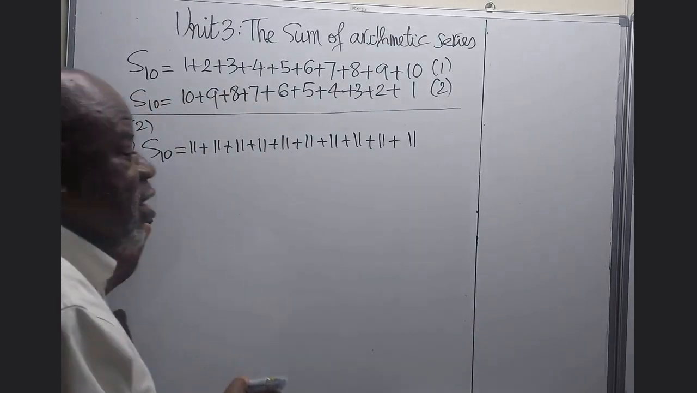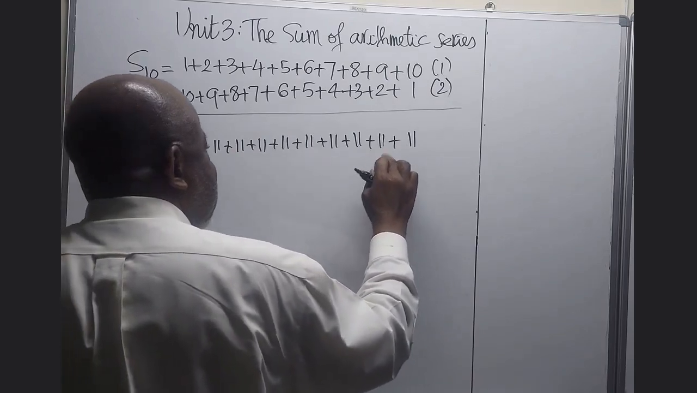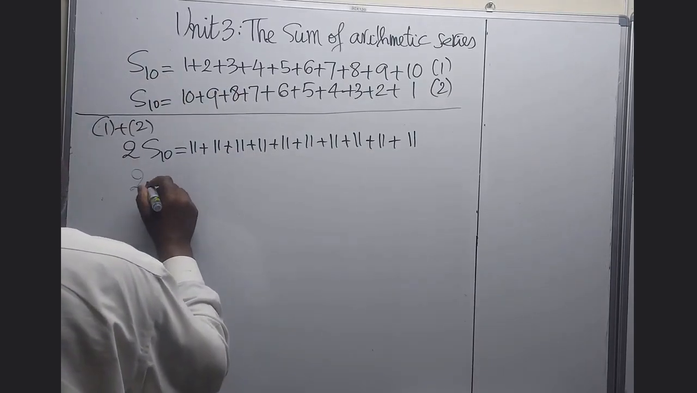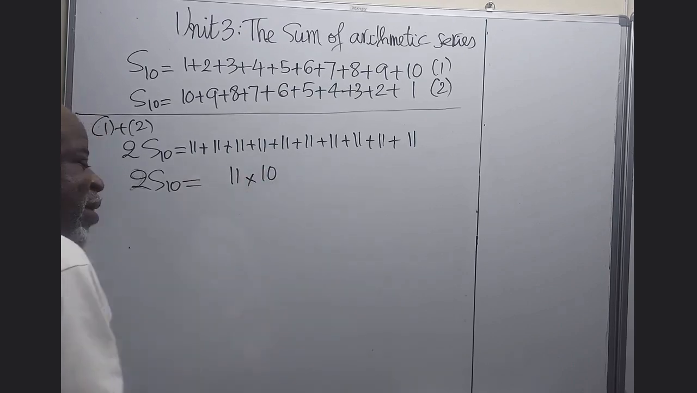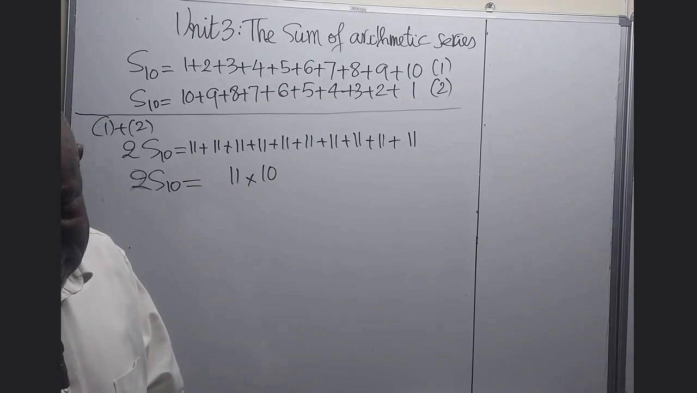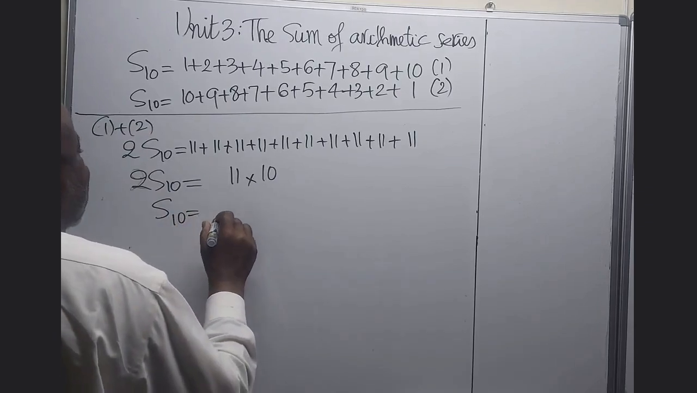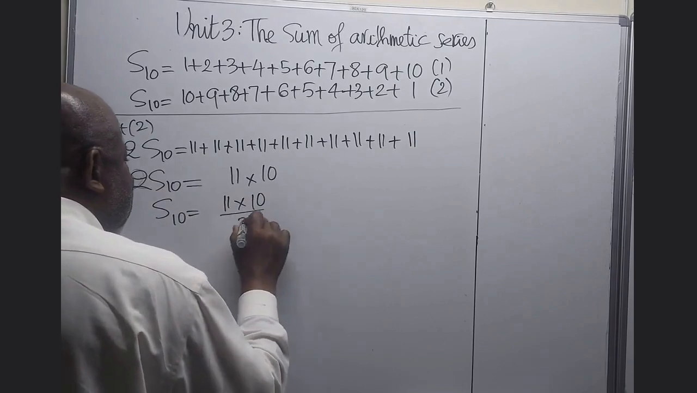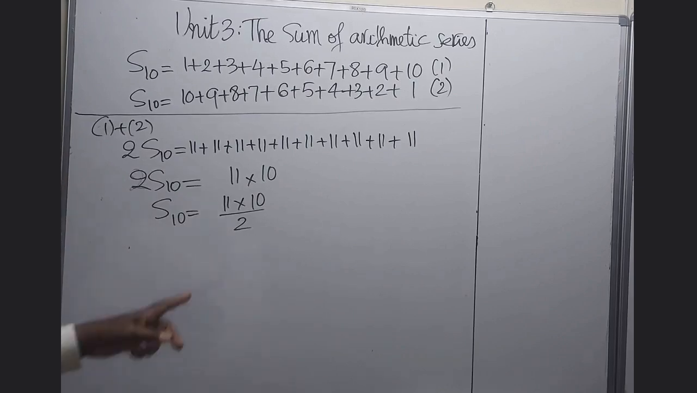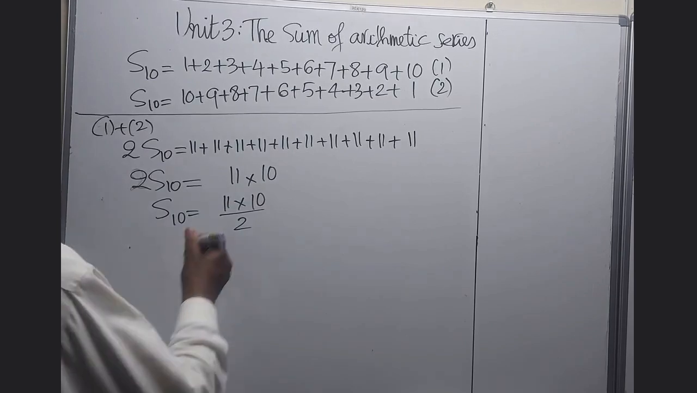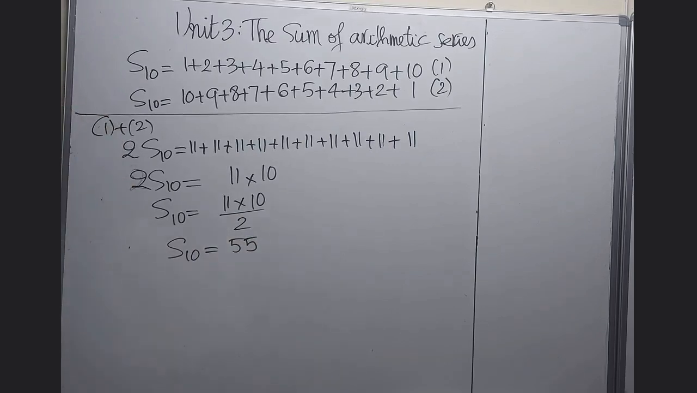As you can see here, we're having 10 terms. Let's check: 1, 2, 3, 4, 5, 6, 7, 8, 9, 10. So 2 S10 will be equal to 11 multiplied by 10 because we're having 10 terms. So finally, if we want to get our S10, it will be equal to 11 times 10 divided by 2. Using a calculator, 10 divided by 2, we're getting 5. And 5 times 11, our S10 will be equal to 55.